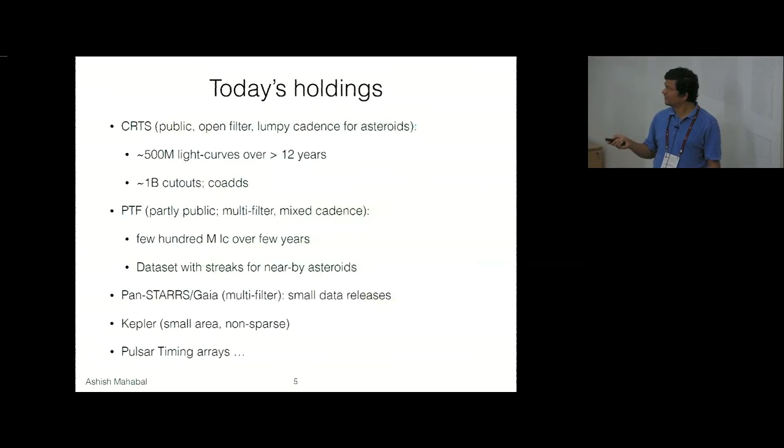Then there are various data sets like for streaks from nearby asteroids with PTF, with Pan-STARRS and Gaia. These are again multi-filter, and there have been small data releases. Over the next few years, we'll see more. But with Kepler, it's very interesting. It's a very small area, but these time series are very non-sparse. So they're ideal if you want to start designing some algorithms, which then you may want to go on to sparser time series. So you have a very good labeled data set that you can get. But again, because the area is small, you do not have a very large number of objects there.